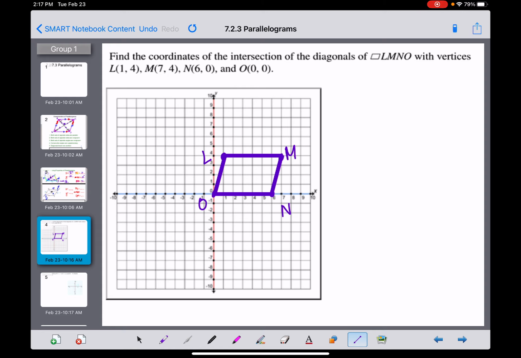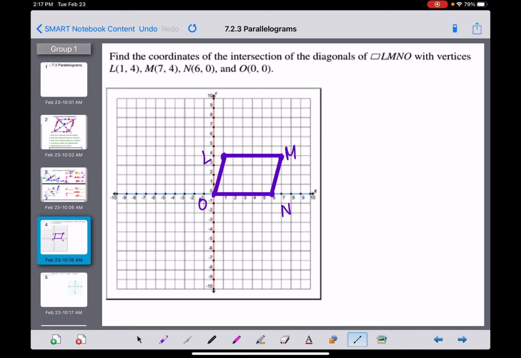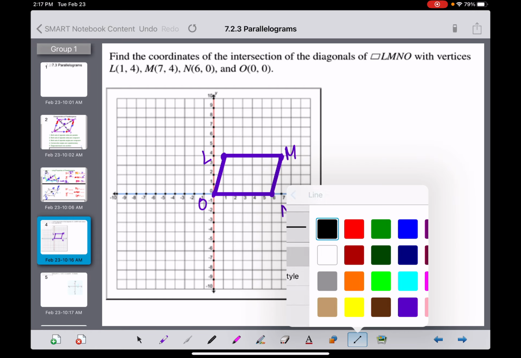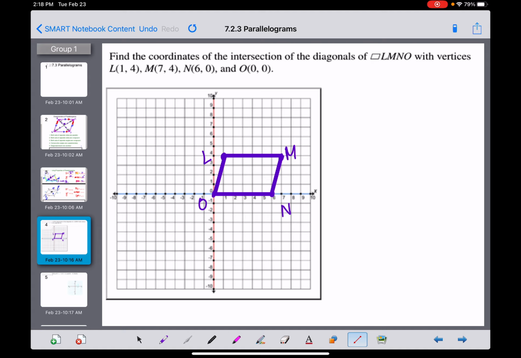Now they want us to know where the diagonals intersect. So if I drew this perfectly, I could see what the intersection is. I go from opposite angle to opposite angle, opposite angle to opposite angle. So it does look like it intersects somewhere in between.